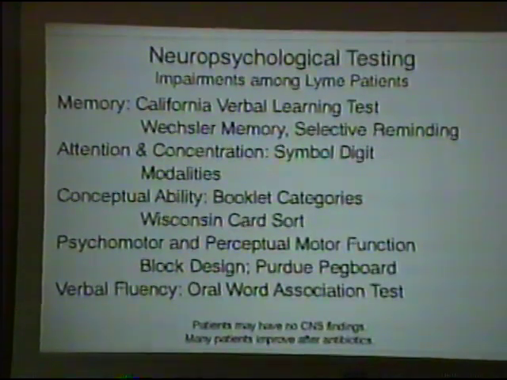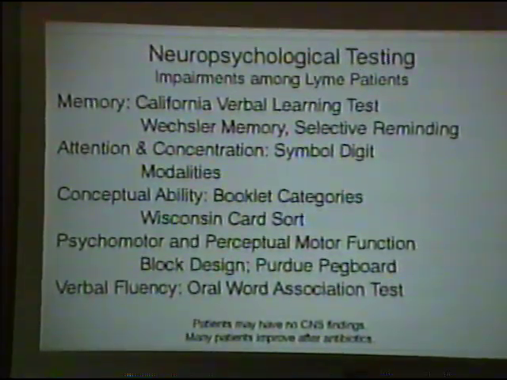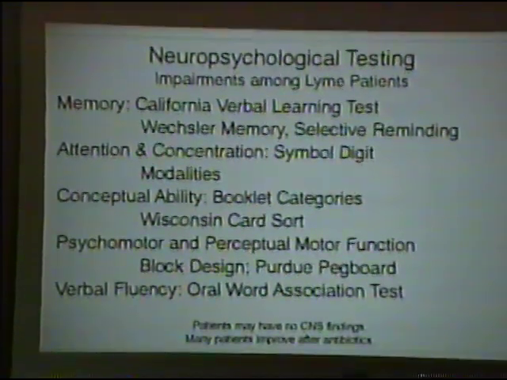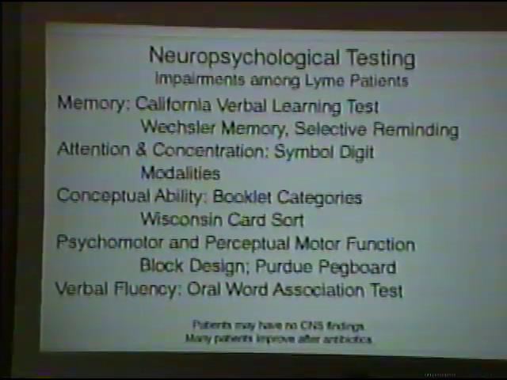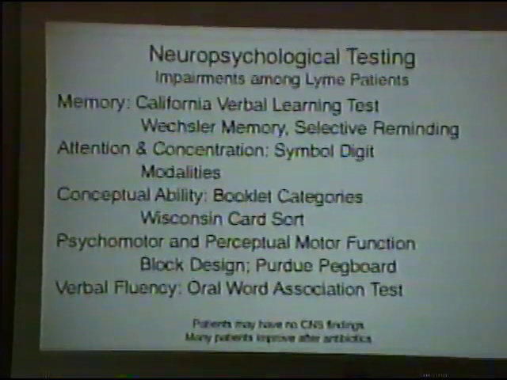A very good test to do in the office, just to test verbal fluency, is to ask a patient to name as many words as, let's say, that begin with the letter D or F. And most patients can come up with between 15 and 20. A patient with Lyme encephalopathy may only come up with 10 over the course of a minute.